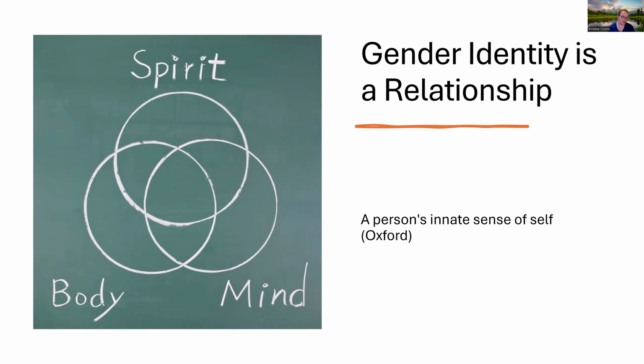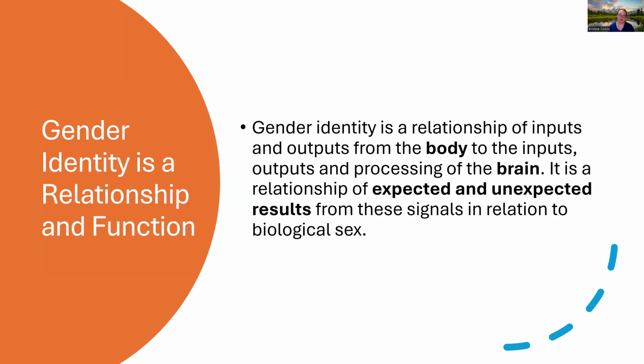The way I think about it is in terms of relationships. Gender identity is a relationship of inputs and outputs from the body to the inputs, outputs and processing of the brain. It is a relationship of expected and unexpected results from these signals in relation to a person's sex. So our gender identity is housed in the brain. There are different specialized regions of the brain that cater to different functions inside the body. There is an area of the brain that's responsible for gender identity. There's one for sexual orientation. There's one for sexual expression or gender expression. There is a huge list of sections of the brain that are responsible for this.